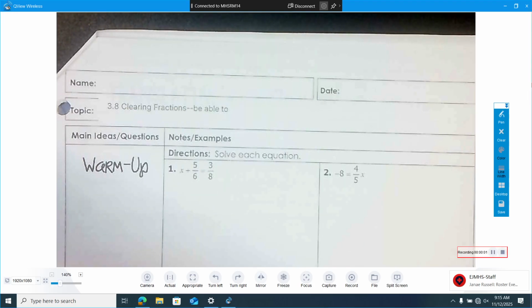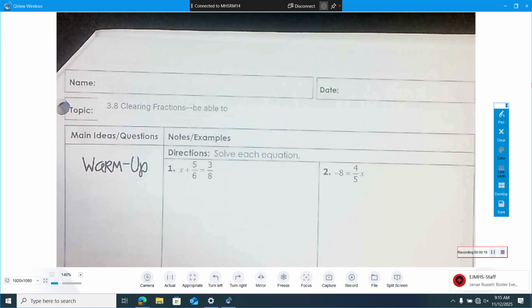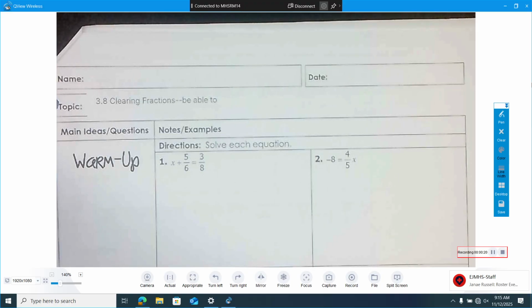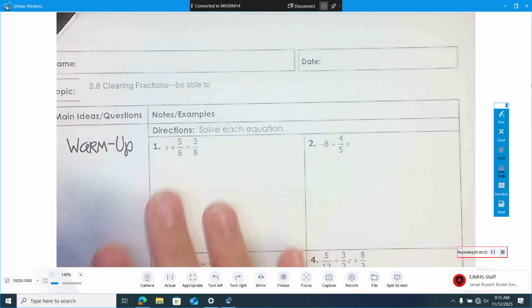We are solving equations. Yay! So, solving more equations. And sometimes our equations have tons and tons of fractions.